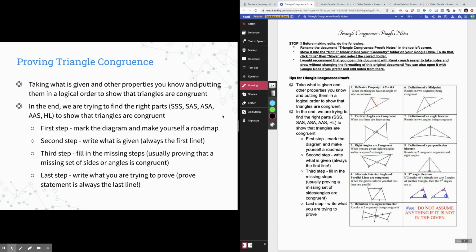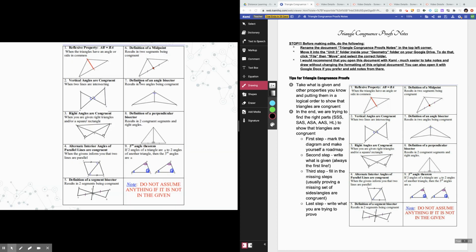So we have to write out what is given to us. It's always your first line or your first couple of lines. Step three is to fill in the missing information, and usually that's proving that a missing set of sides or a missing set of angles is congruent. And then your very last step is always the last line of your proof, which is to write what you're trying to prove. That's your proof statement. It's always the last line. These steps are written out for you in your notes here on the right-hand side. Now you'll see this diagram also in the notes that I gave you.